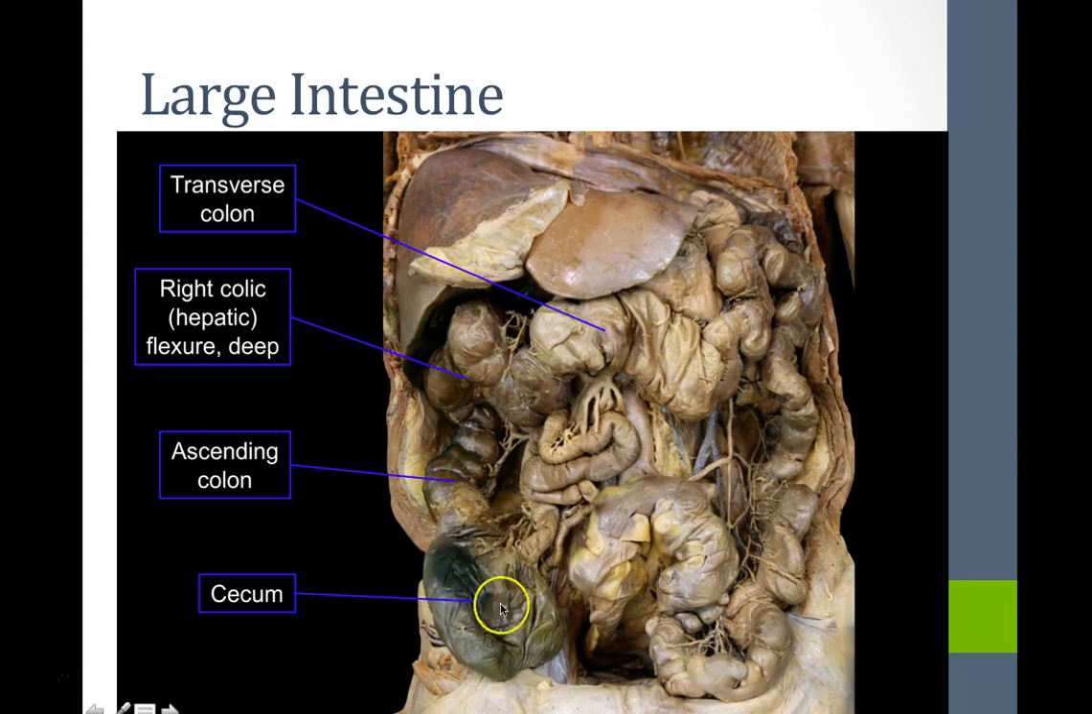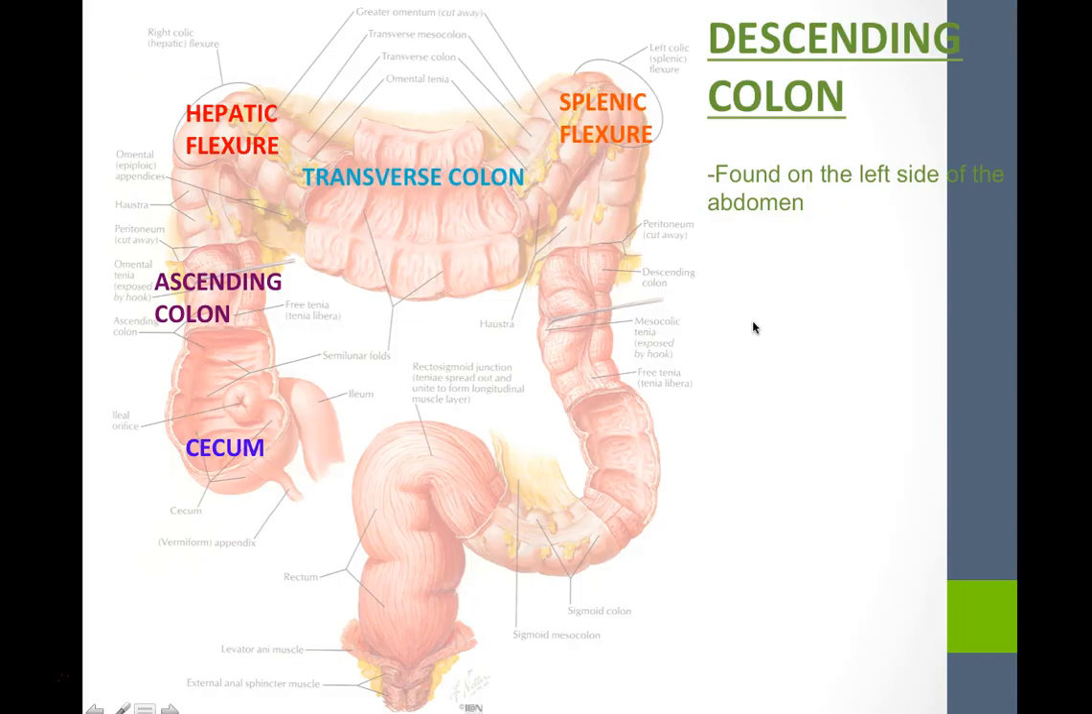We left off at the cecum. Here's our ascending colon on the right side of our abdomen. This would be our right colic or hepatic flexure. And then our transverse colon moving across over to the left side. Now at that point we had that bend, the splenic flexure, and now the large intestine is traveling inferiorly, so we are going to call this the descending colon, and it is found on the left side of our abdomen.